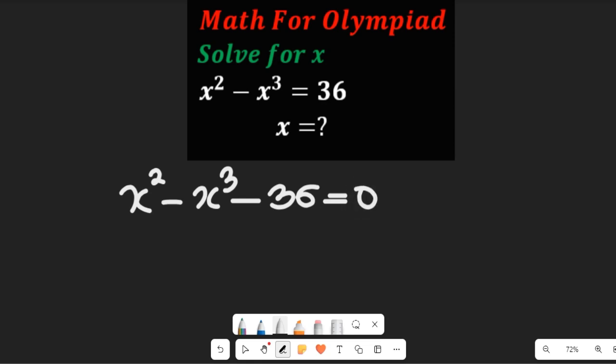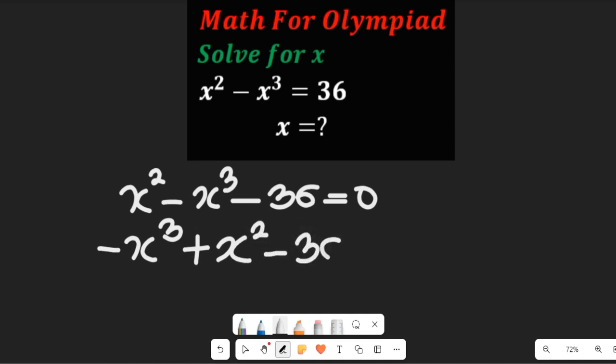Now what I'm going to do is to rearrange the expression so that we have the highest power coming up first. And what's the highest power? The highest power is negative x to the power of 3. So I have negative x to the power of 3 plus x to the power of 2 minus 36, and this will be equal to 0.